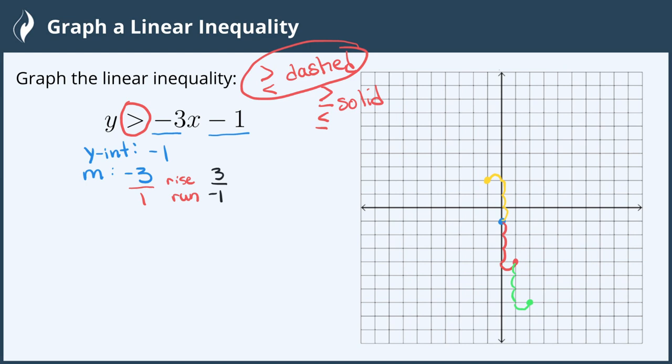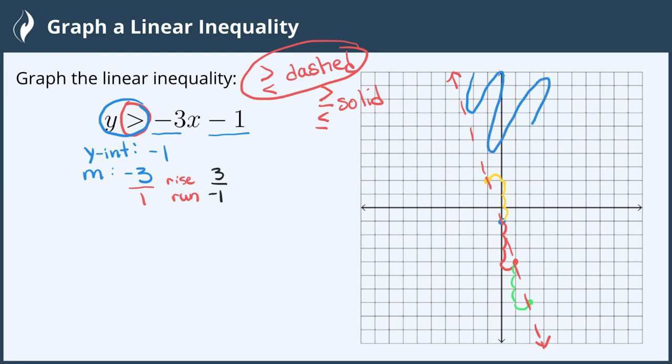Now I need to line these up with a straight edge as accurately as possible, making a dashed boundary line through those points. And then we cap it off with arrows that indicate that it will continue going on forever because the line will continue. Now we just need to know which direction we should shade. Because this is a y is greater than, this means that I will shade above the line.